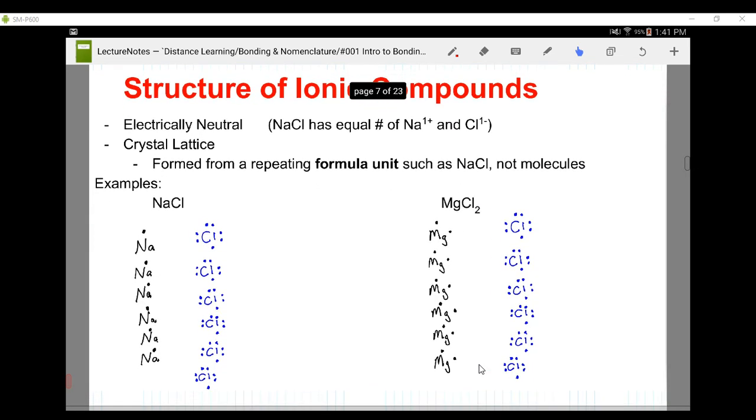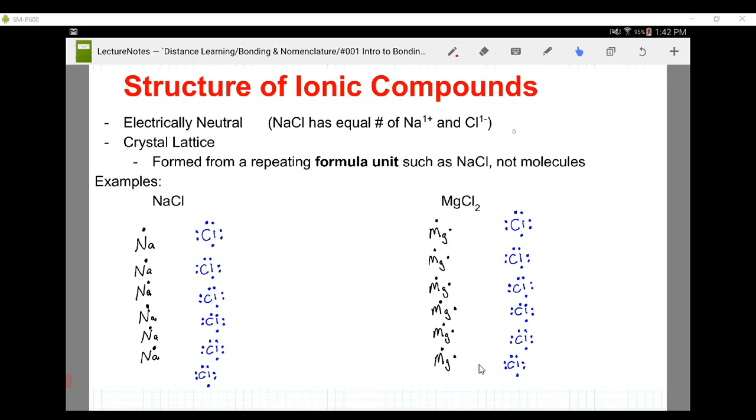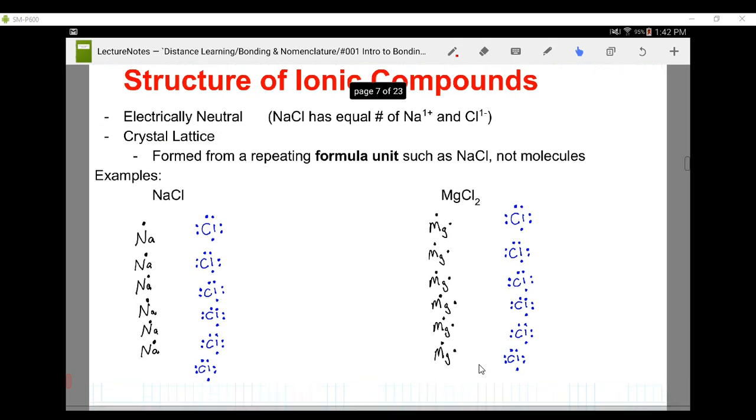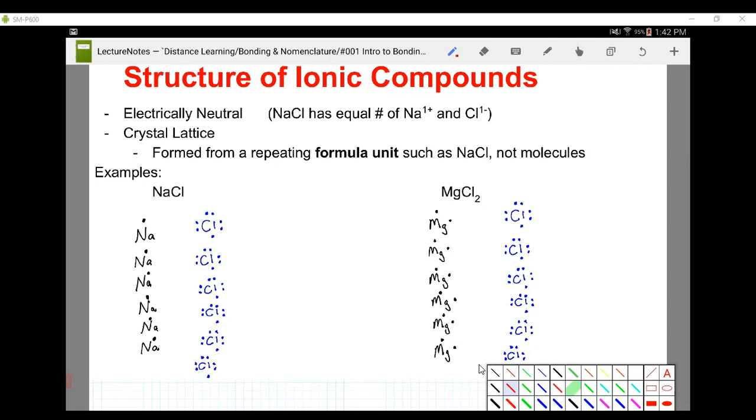So when we have an ionic compound, its structure is very different from what we think of when we look at covalent compounds or things like water and carbon dioxide. Two things we have to keep in mind: ionic compounds are always going to be overall electrically neutral, meaning that the number of positive and negative ions in that overall structure are going to cancel each other out. And they're going to do this by forming a crystal lattice, similar to what we were doing with growing the crystals for the lab.